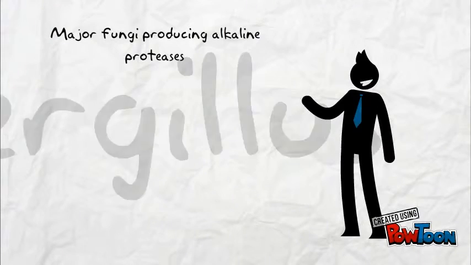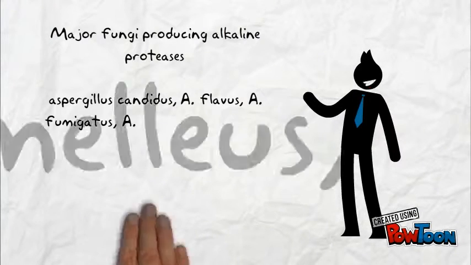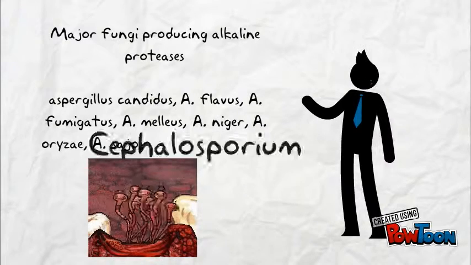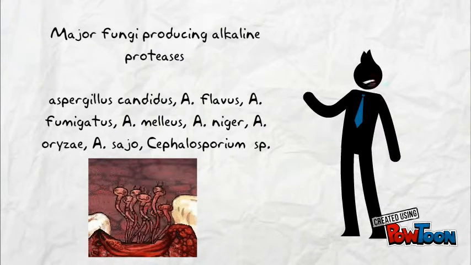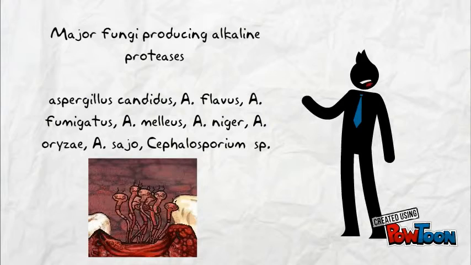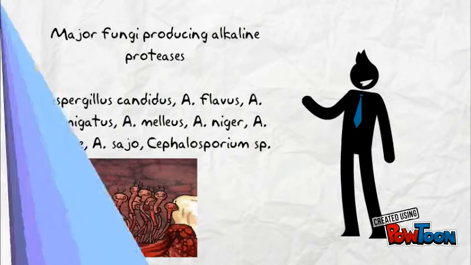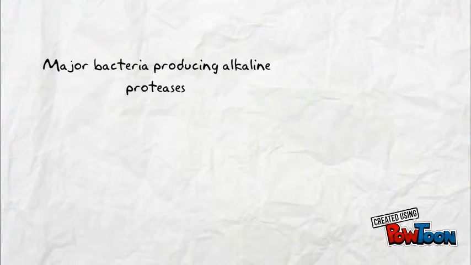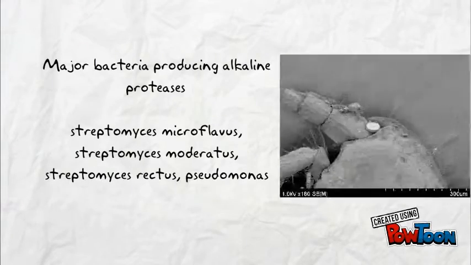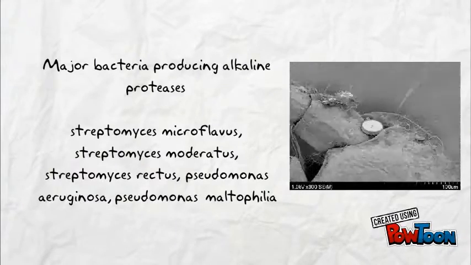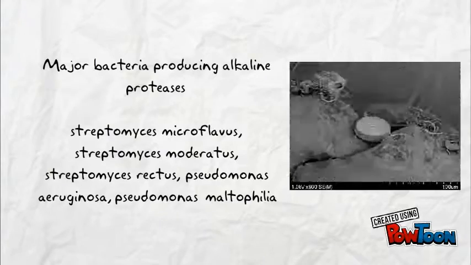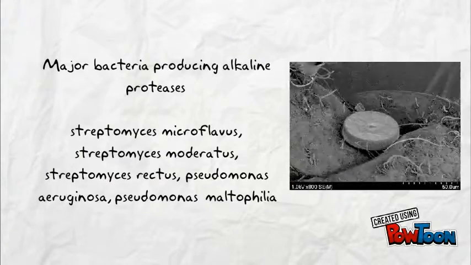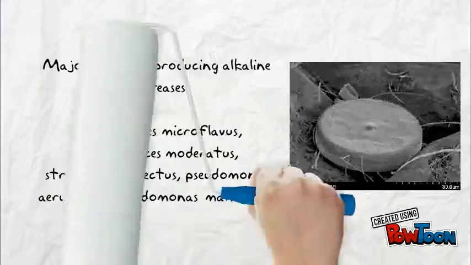Major fungi producing alkaline proteases. Included in this category are Aspergillus candidus, Aspergillus niger, Aspergillus oryzae and many more, as shown in this slide. Also, major bacteria producing alkaline proteases are Streptomyces microflavus, Streptomyces moderatus, Streptomyces rectus, and Pseudomonas aeruginosa.